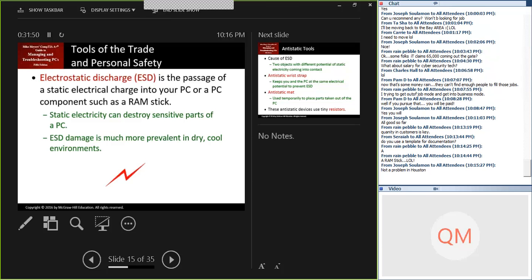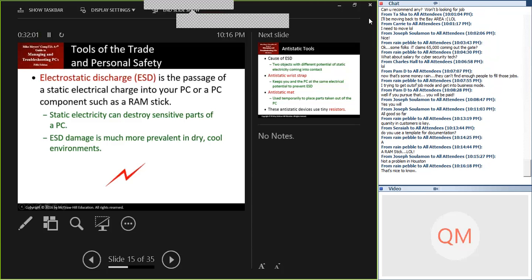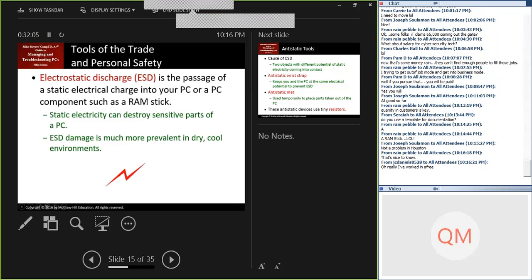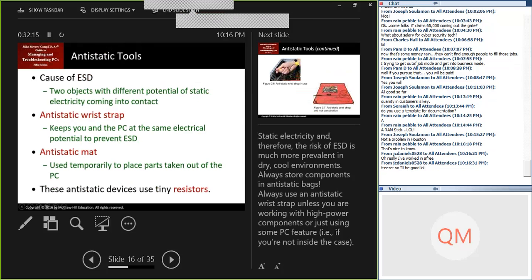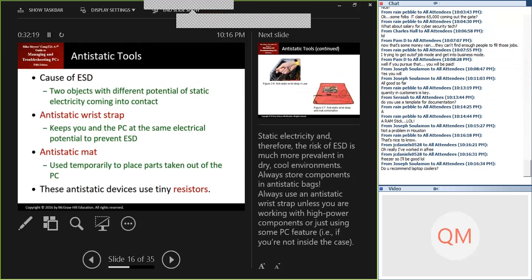But when we talk about ESD from a tech perspective, the slightest electrostatic discharge can fry components of your computer. And that's why a lot of times you want to discharge the static in your body. So touching a metal part of the chassis discharges that. Causes of ESD: 2 objects with different potentials of static electricity come in contact with each other. Namely, you and your body, or you and the carpet, and then you touch the PC, things like that, right?